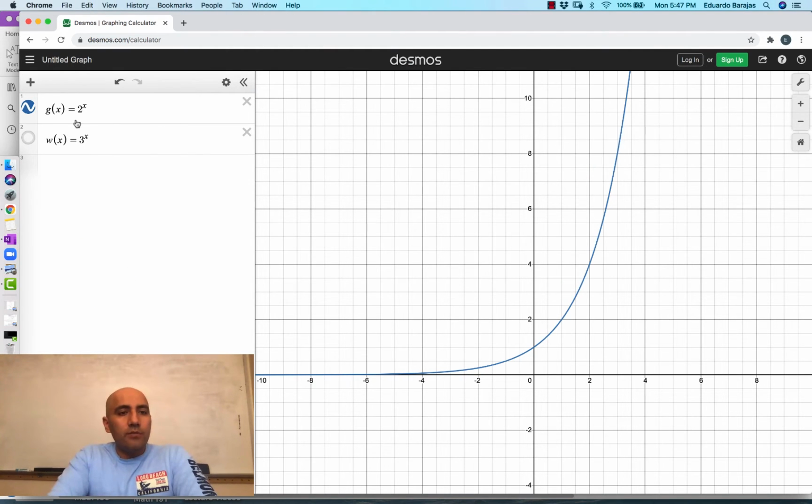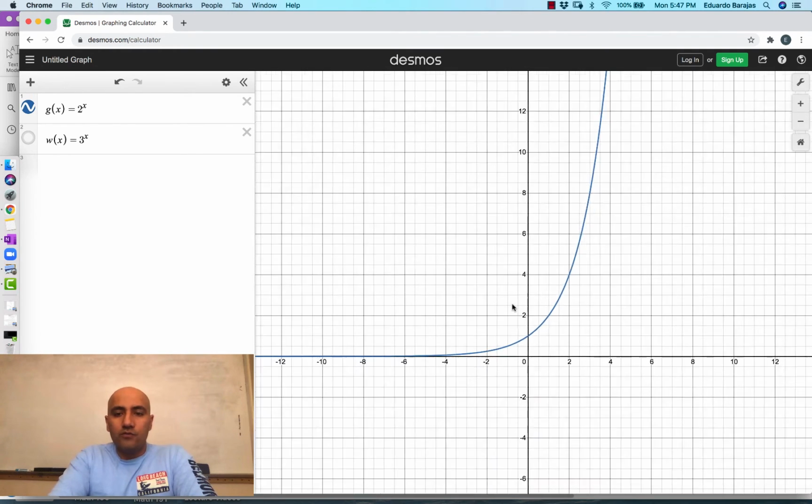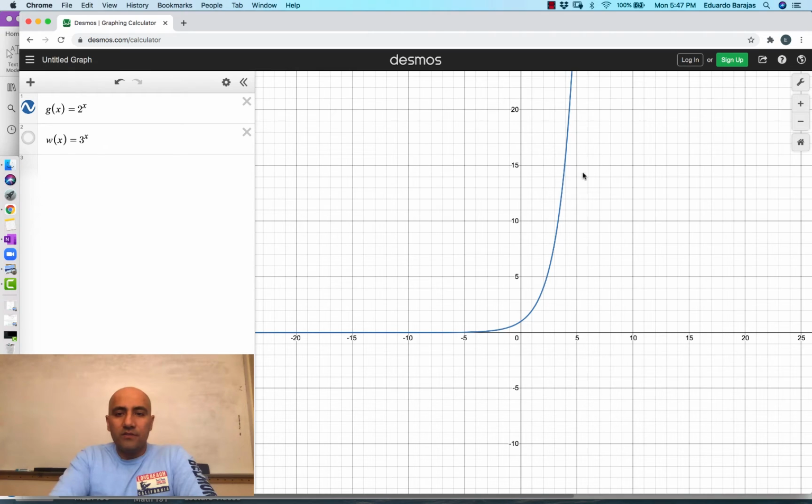Okay, so here in blue, I have 2 to the power of x, and this is the general shape. I can zoom out and see what happens. So as x goes toward -infinity, the function gets infinitely close to 0. It has a horizontal asymptote at the x-axis. And as x goes toward +infinity, the function gets infinitely large in the positive direction.